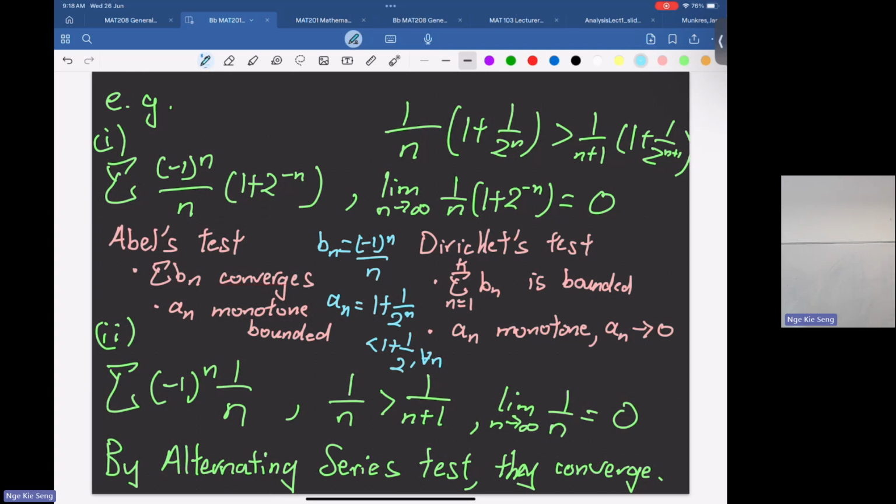Can we use Dirichlet test on it or not? Dirichlet test. How? Let An be the minus 1 to the power of n over n and Bn be the 1 plus 2 to the negative n. Okay, so let's check. So An surely converge to 0, right? But is it monotone or not? Not right. Because you go up, down, and then up, down, up, down. Okay, not quite monotone here.